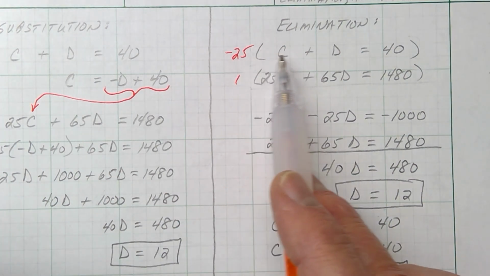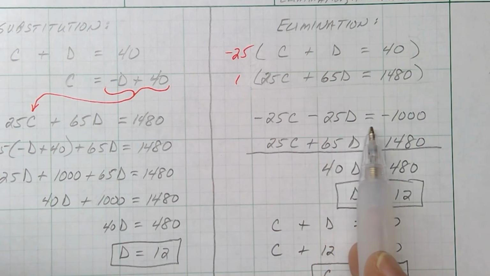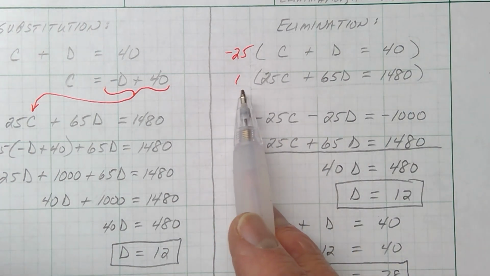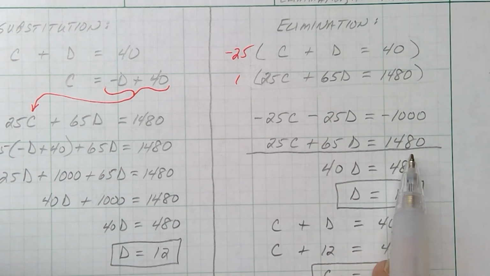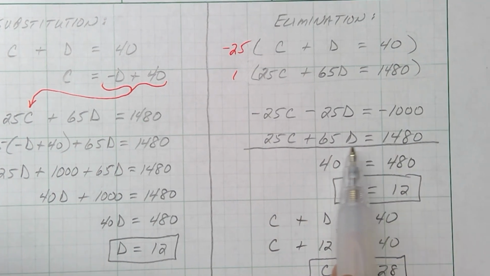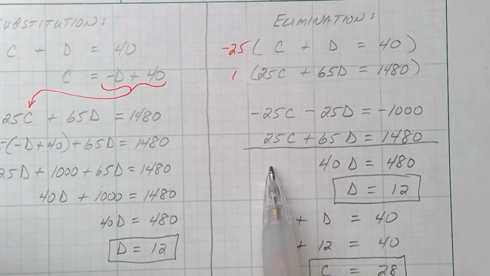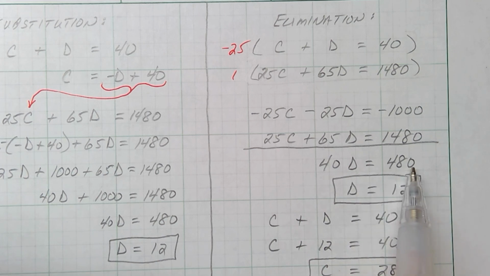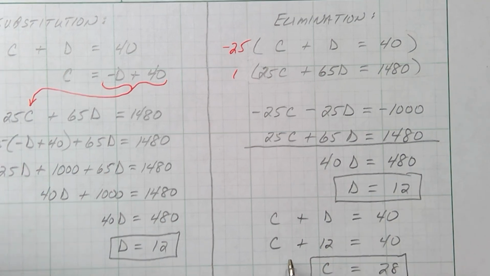All right, so negative 25 times everybody gives you this equation here. And then when I multiply by 1, I'm just saying, well, 1 times everybody, that's the same thing. It just means I'm not going to mess with this equation. So same equation. This eliminates the C. They turn into 0. And I'm left with this equation here. Divide by 40, divide by 40. There's your D equals 12.